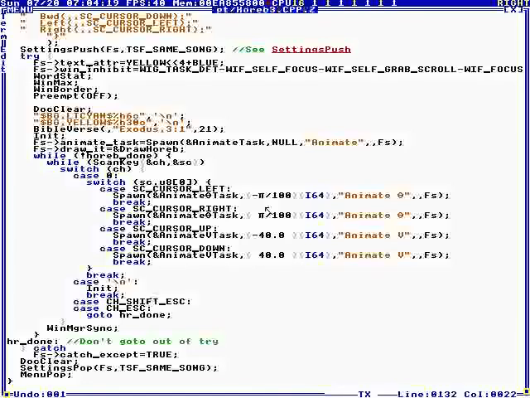Okay, shift escape is ASCII 28. Escape is 27. It's not ASCII.